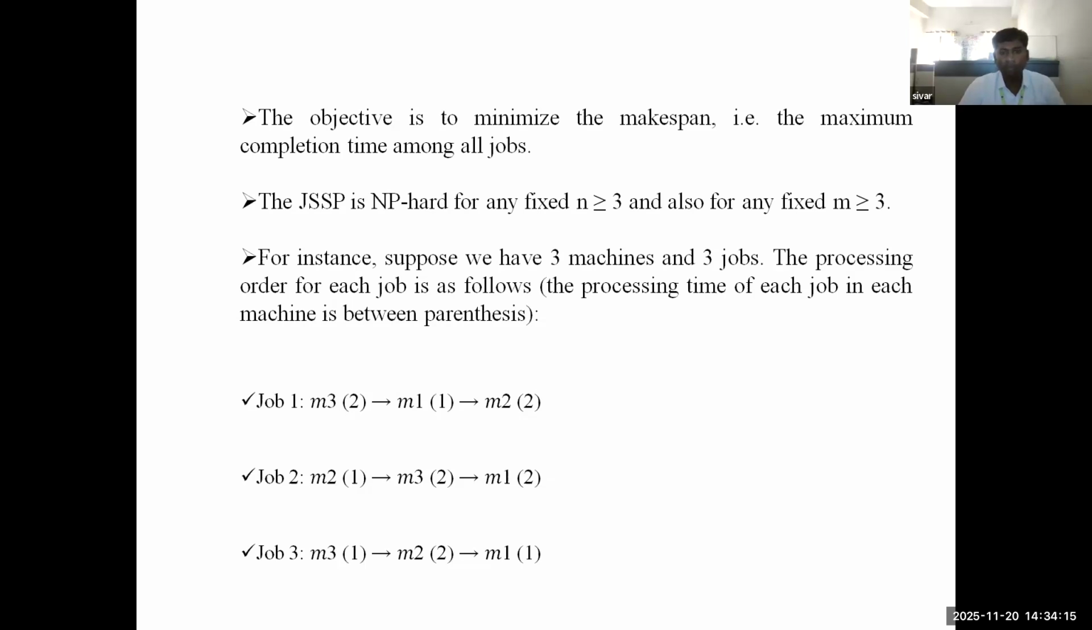Okay. For instance, suppose we have three machines and three jobs. The processing order of each job is as follows, along with the processing time of each job on each machine. These are some possible processing orders of three jobs. Job one: machine three, machine one, and machine two. Job two: machine two, machine three, and machine one. Job three: machine two and machine one. These are some possible processing orders. Okay.